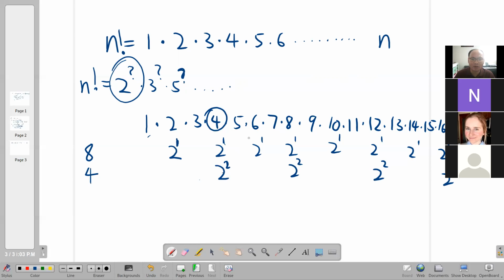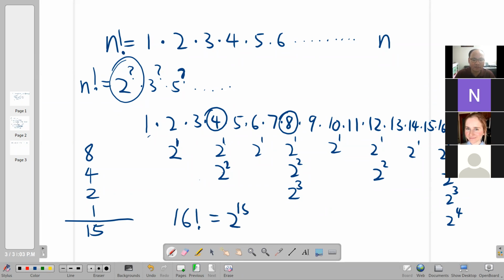Okay, but that's not all. Multiples of 8, there are 2 of those. Multiple of 16, there's actually 1 of those only. So altogether, if I look at 16 factorial, it's 2 to the 15 times 3 to the something times 5 to the something, and so on. I can figure out the power of 2s is 15 by looking at this.